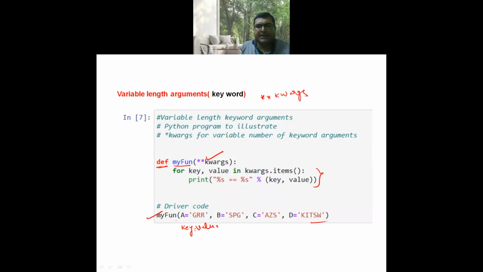Here I can call this particular function with a few more variable numbers of arguments. It will print the output. You can observe, we'll get the output like this. We can pass variable length keyword arguments with the help of kwargs.